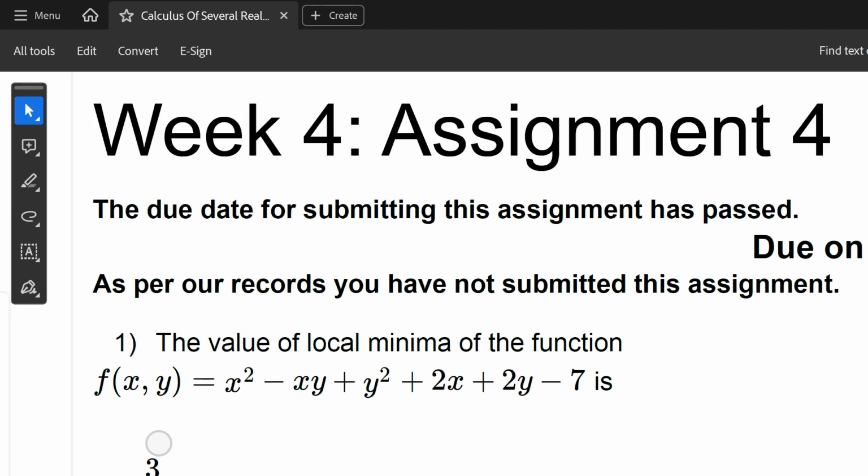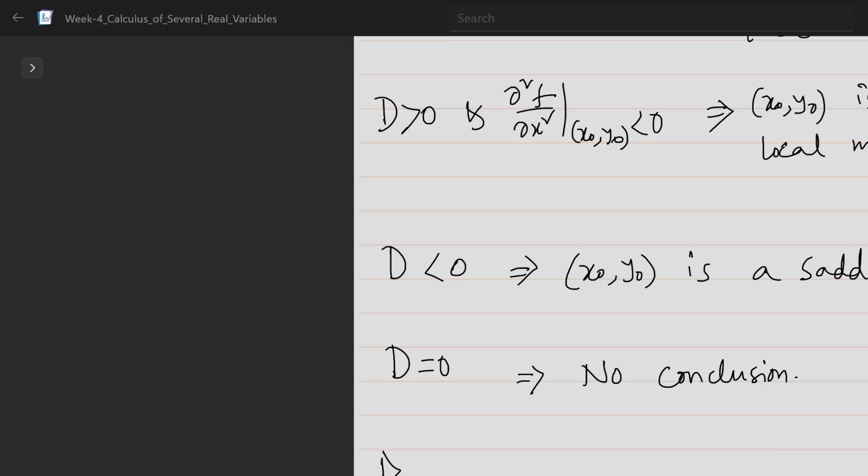Yes, sir. So you just tell me what I have to do. I have to find the local minima of this function. So for this, first I have to calculate the critical points, then I have to find the D determinant, then I have to find A, then find the value. So one by one I will write the process. And you can also do with me and tell me the answer.